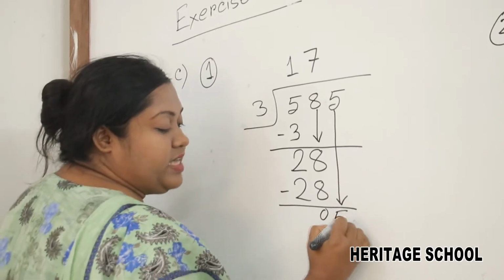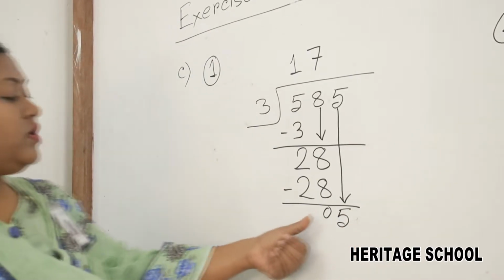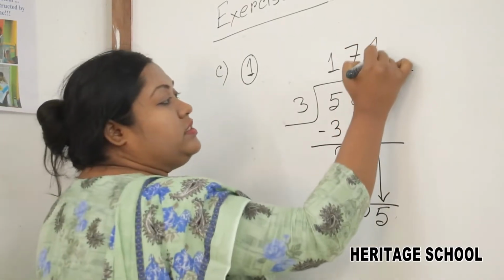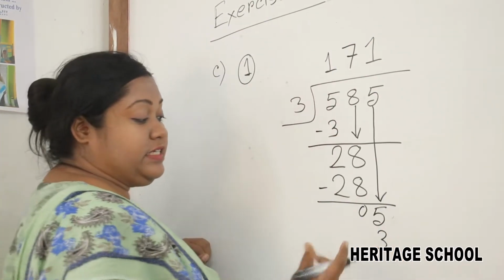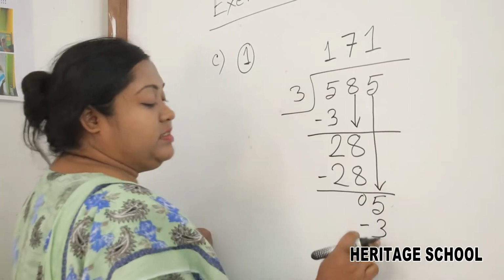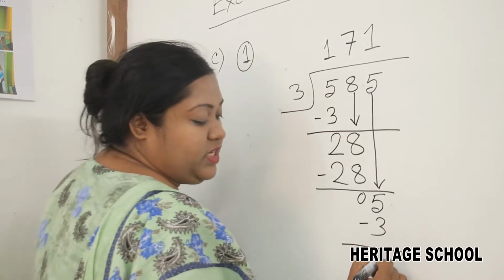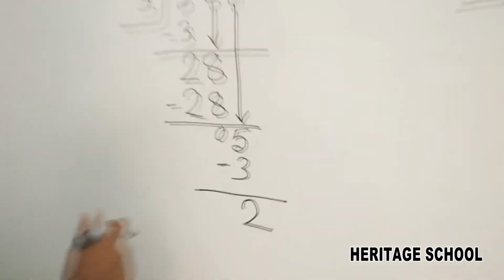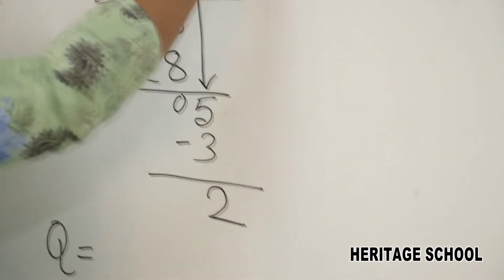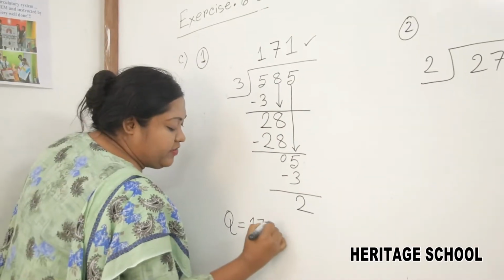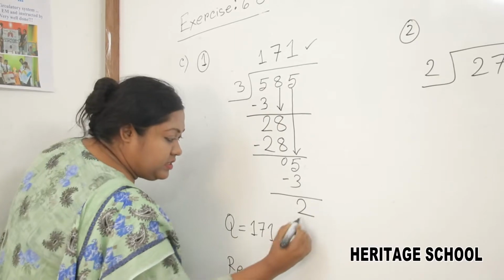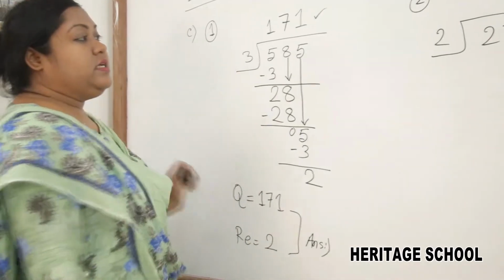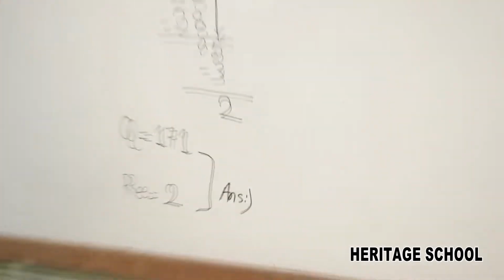Next digit 5 I have to write here beside of 0. Now only 5. 5 will divide again by 3. 3 ones are 3. There is no 5 in the 3 timetables, so I have to take the less number. 3 ones are 3. Subtraction. 5 minus 3 is 2. In this chapter we will get the remainder. So 2 is our remainder. How will we write? My quotient is 171 and remainder is 2. This is my answer.